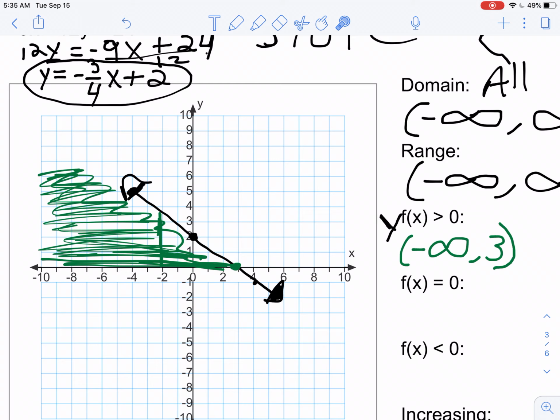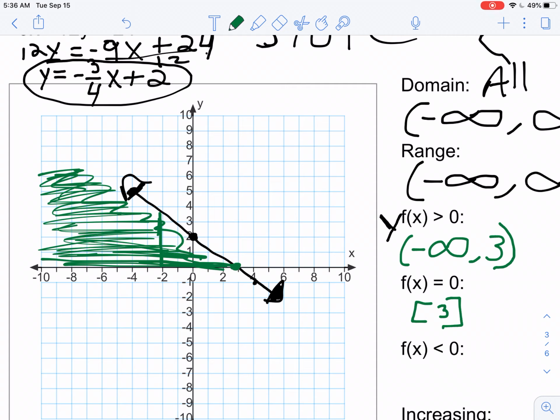So how we're going to write that, it's at 3, and it's only at 3. So we're just going to write 3. And why would I have used square brackets? I use square brackets because the 3 is included. It's the only point that is included.